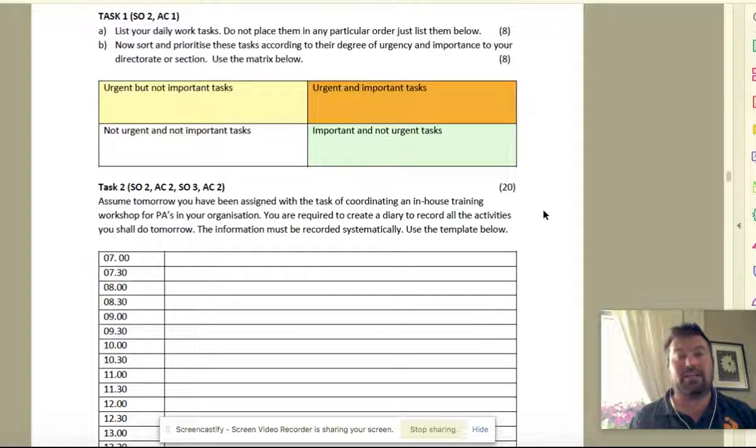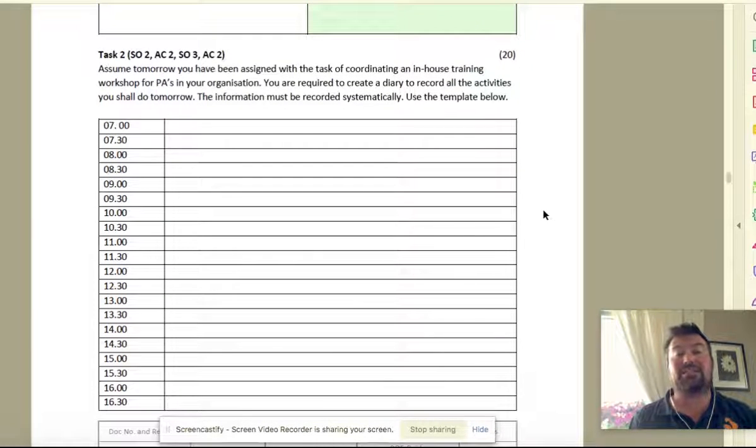Task number 2, assume tomorrow you have the task of coordinating an in-house training for PAs in your organization. So that's PAs, which are personal assistants in your organization. You are required to create a diary to record all the activities that you need to do tomorrow. And then that information needs to be recorded systematically. So here's a table. Now put that table together and show me how you would put together the day based on the task of coordinating an in-house training for the PAs in your organization.